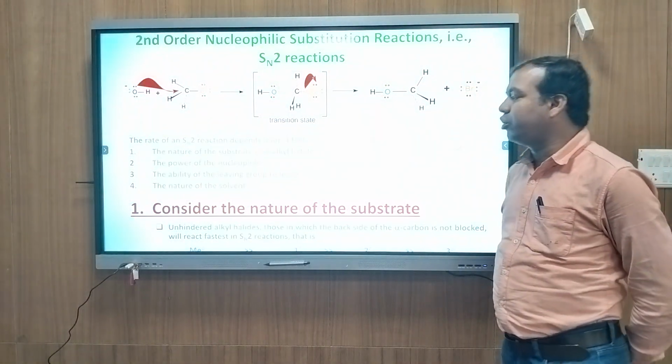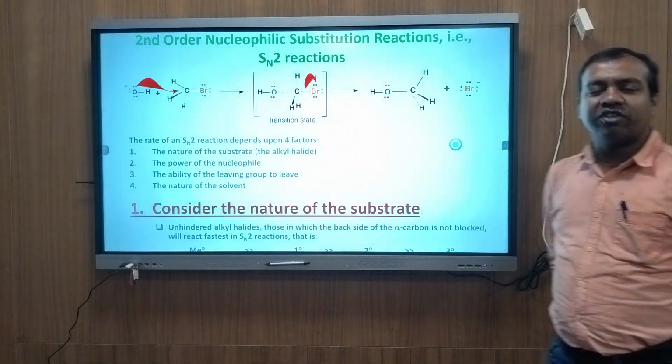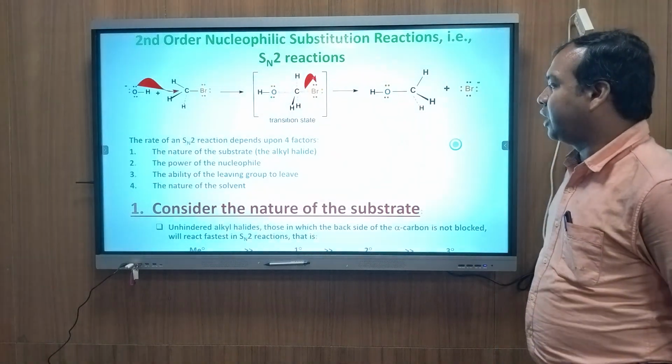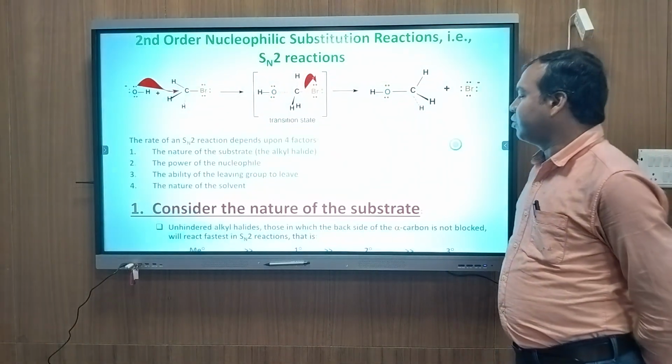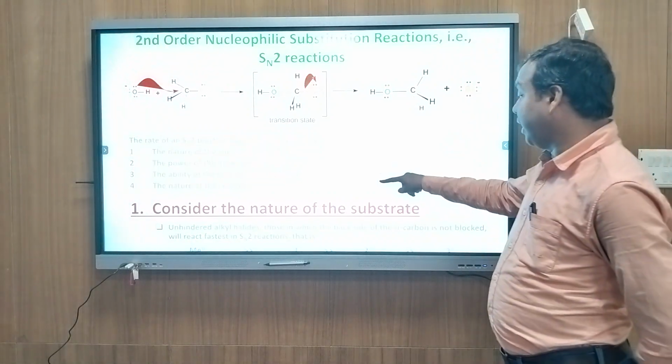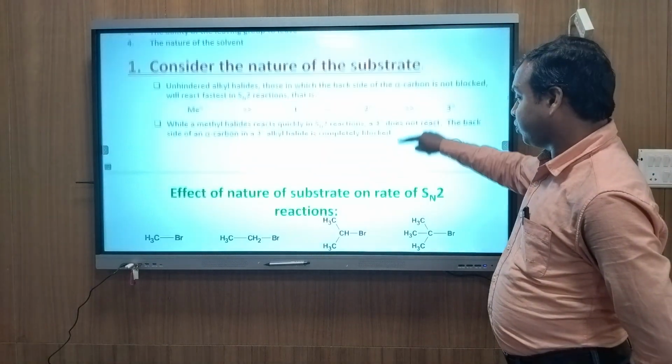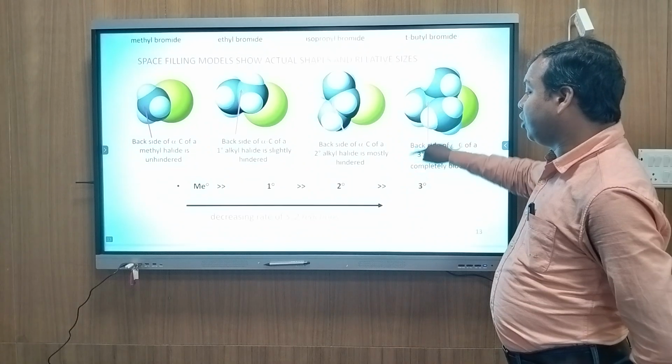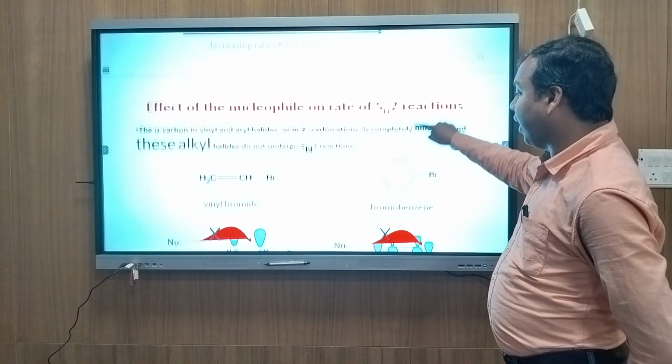For the ability of the leaving group, we already discussed that I minus has the more leaving nature, so I minus gives a good result. And the nature of the solvent: the solvent plays an important role because the nucleophile is attacking.